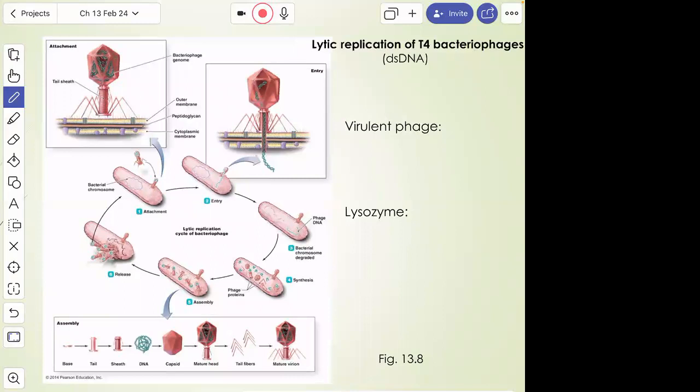Okay, we're using it as an example here, a T4 bacteriophage. So phage means eater, bacteria, eater of bacteria. The T4 bacteriophage is a double-stranded DNA bacteriophage. Most bacteriophage are double-stranded DNA. And this is one that only infects E. coli. Okay, and we consider it a virulent phage. And that just means that it only does the lytic replication.